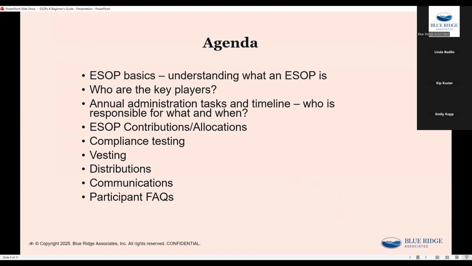We'll start off going through today's agenda. The primary goal of this webinar is to get you comfortable with the whole administrative process. So we're going to go through the basics of what ESOPs are, and who the key players are in the game. You've got Blue Ridge as one of your advisors. Who else are you working with, and how does everybody's role fit together? We'll go over the annual administration process, timeline, who's responsible for what, and how that relationship with Blue Ridge is going to work throughout the year.